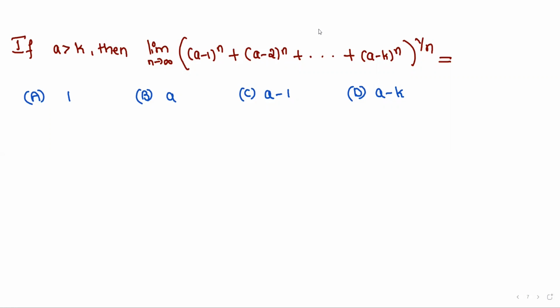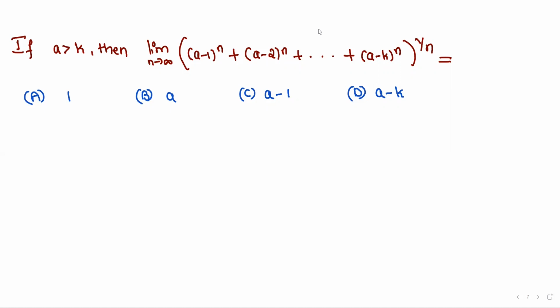Next question: if a is greater than k, then limit as n tends to infinity of nth root of (a minus 1) power n plus (a minus 2) power n plus and so on up to (a minus k) power n is equal to: option A, 1; option B, a; option C, a minus 1; option D, a minus k.